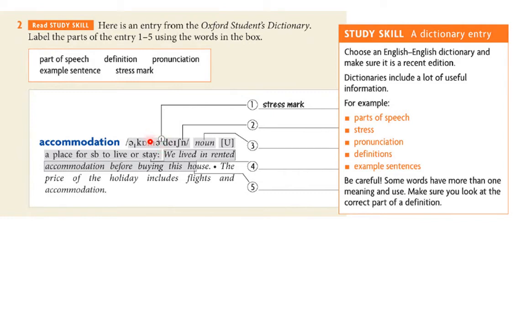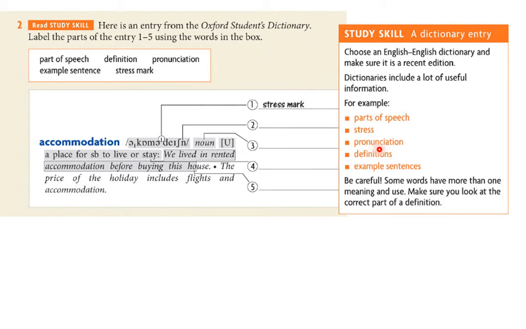In dictionaries, there is a mark to show where is this part, where is the stronger part, and it is called stress mark. And it is different from one dictionary to another.